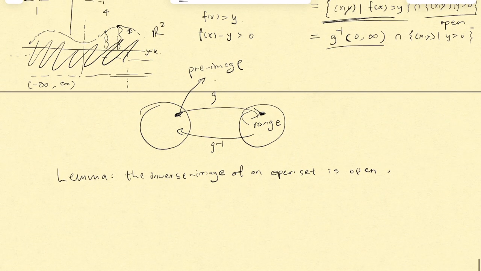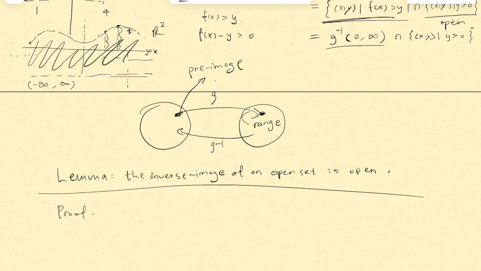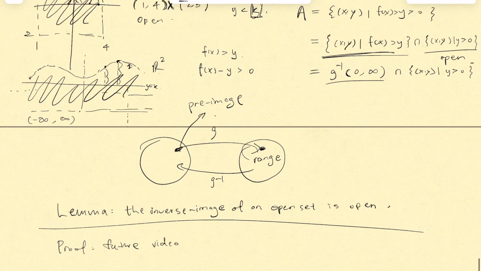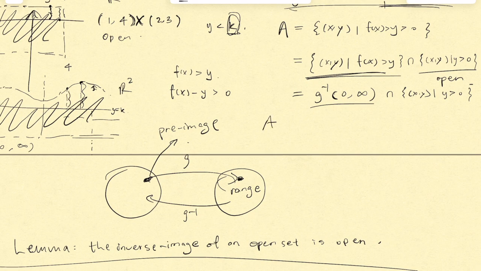Now, perhaps I'll make a video on how to prove this lemma in the future, but for now, let's just use this lemma to help solve our problem. Okay, the inverse image of an open set is open. So this means that A is the intersection of two open sets. And this gives us that A must be open. And that is what we were trying to prove in the first place.